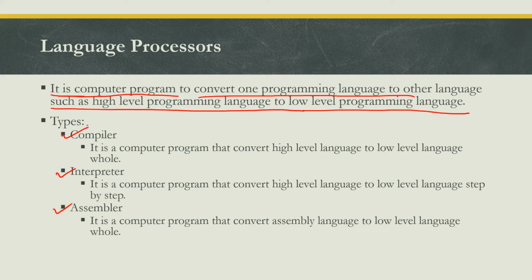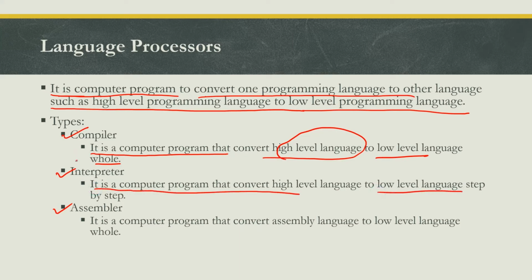So what does a compiler do? It is a computer program that converts high level language to low level language all at once. An interpreter is a computer program that converts high level language to low level language step by step. An assembler is a computer program that converts assembly language to low level language.